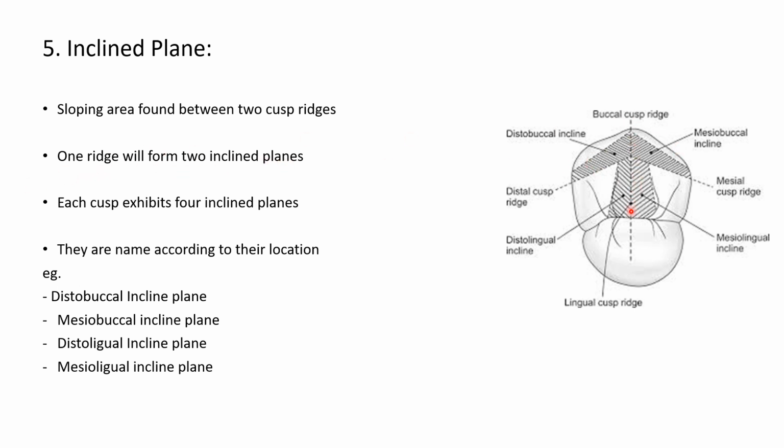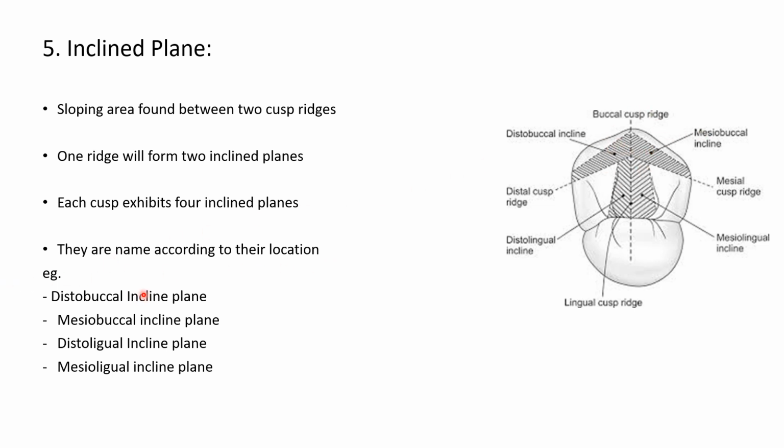Now consider this central ridge or transverse ridge. It has two inclined planes. So one cusp ridge has formed two inclined planes. Each cusp exhibits four inclined planes. So if this is a cusp, each cusp will have four inclined planes. This is 1, 2, 3, 4. So one cusp shows four inclined planes.